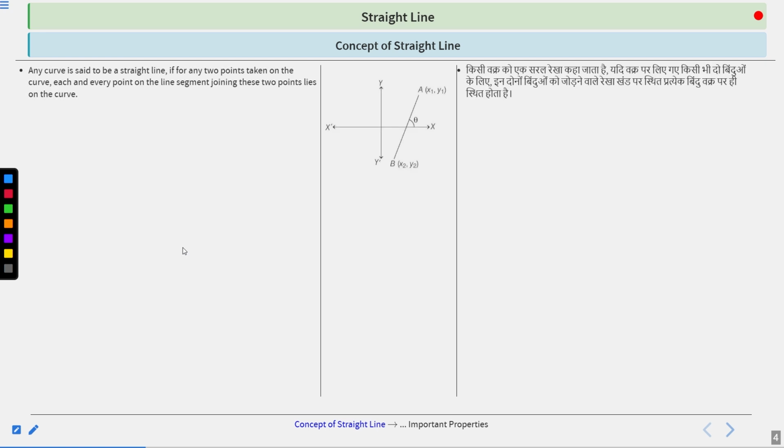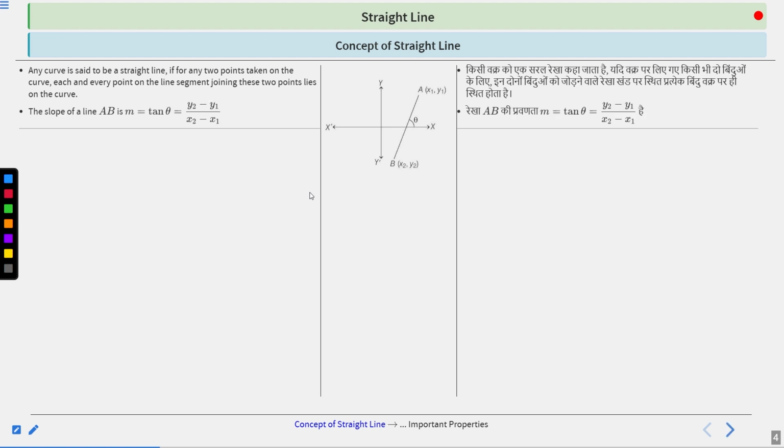Okay, let's start with the concept of a straight line. Any curve is said to be a straight line if for any 2 points taken on the curve, each and every point on the line segment joining these 2 points lies on the curve, right? You can see this, that if we take any point on the line segment joining point A and B, then every point will lie on the given curve, right? And that curve will be called a straight line. Got it?